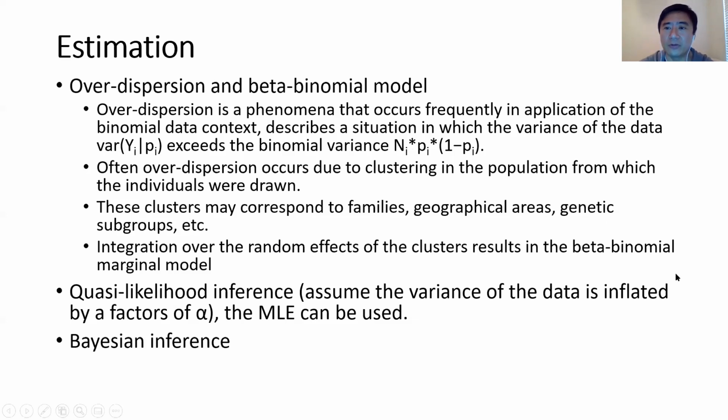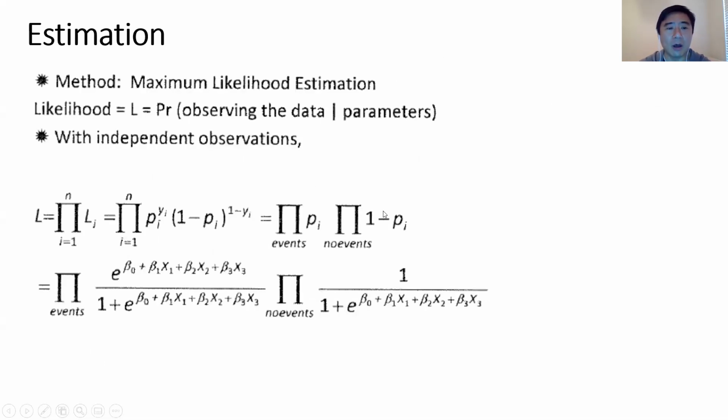We're not going to introduce the beta binomial model specifically, but keep in mind that if you have this over dispersion problem in your logistic regression, you may think about using the beta binomial model instead of the logistic model. Also, the quasi likelihood inference assumes the variance of the data is inflated by a factor alpha, and it can be used when you have over dispersion. Another option is Bayesian inference instead of the regular inference, because the regular inference, as we talk about on this page, is based on the binomial distribution. The likelihood is entirely dependent on the data following a binomial distribution, and therefore you can write this likelihood as p to the y times 1 minus p to the 1 minus y.